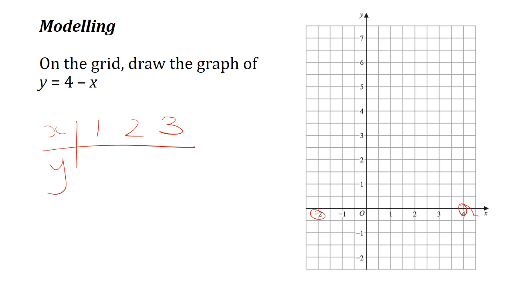Substitute x is 1 in, 4 take away 1 is 3. Substitute x is 2 in, 4 take away 2 is 2. Substitute x is 3 in, 4 take away 3 is 1. And once again, plot your points. Along 3, up 1, along 2, up 2, along 1, up 3. And once again, the graph is the straight line that goes through all of those coordinate points.